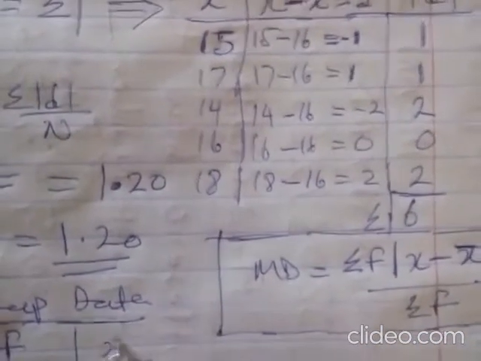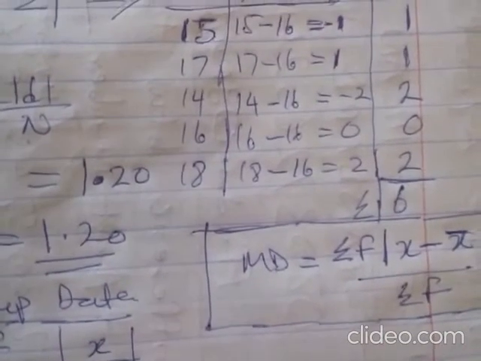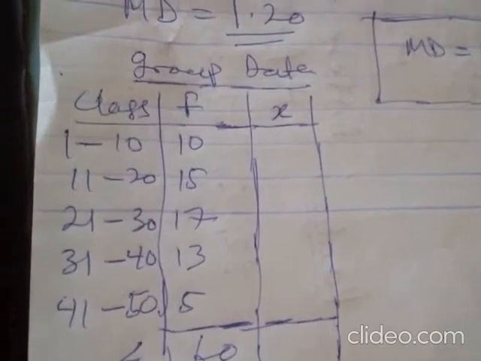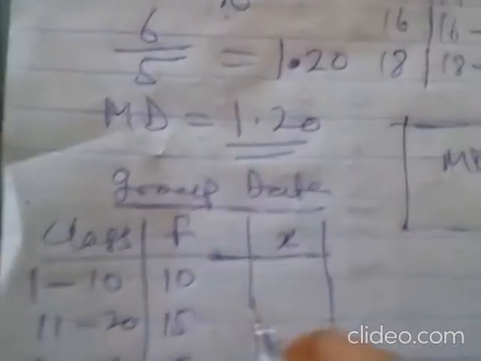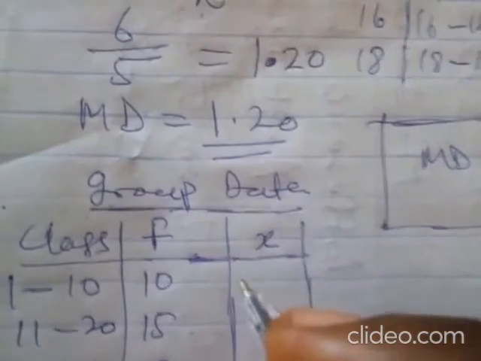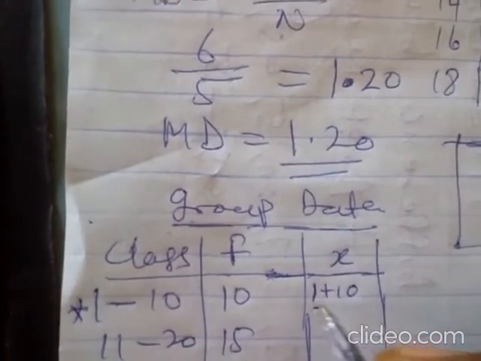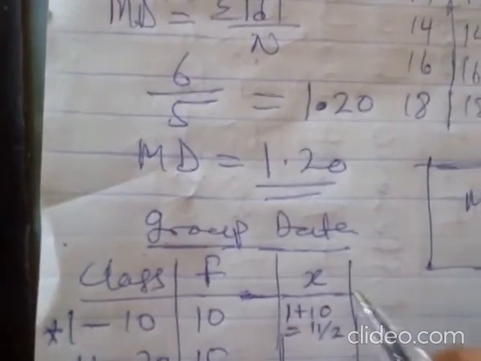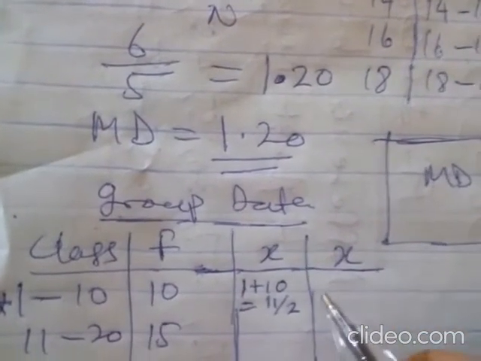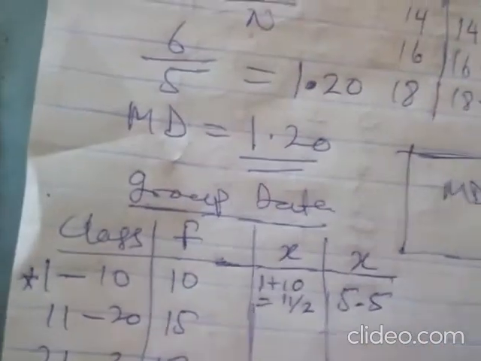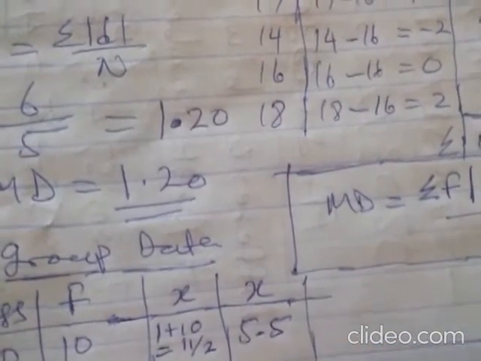So let me put this symbol here. We have 60. But what is our X? Now if you've been following my channel, you will know that X is actually the midpoint of the value in your class. The midpoint. So when I say, for instance, let me just show you one. Here, 1 plus 10 equals 11 over 2. And what is 11 over 2? 11 over 2 gives us 5.5. That is our X.